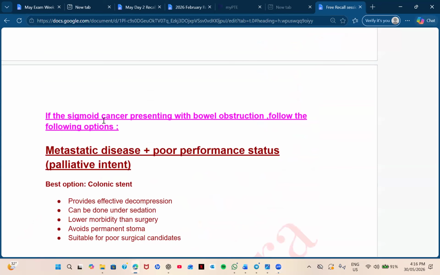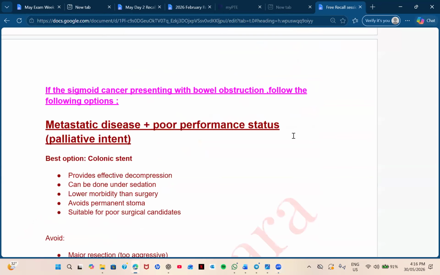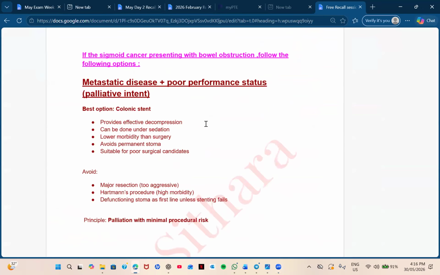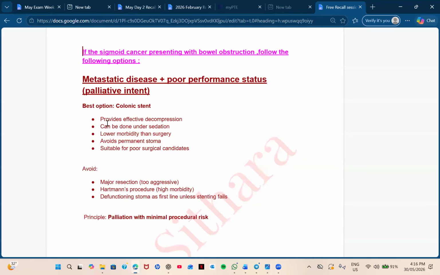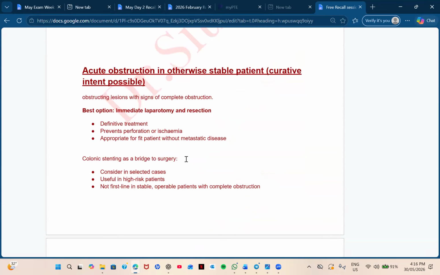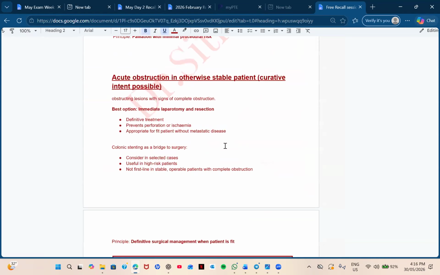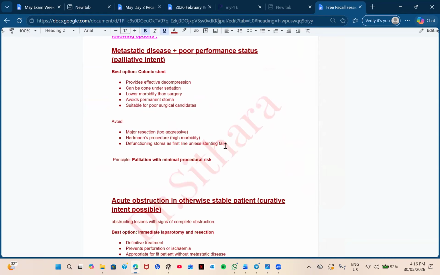Here, if a sigmoid cancer presents with bowel obstruction, follow the following options, because these are very important. Metastatic disease, poor performance status, palliative intent, right? Best option is colonic stent, right? So, acute obstruction in an otherwise stable patient, where curative intent is possible, then you go with immediate laparotomy and resection. So these are the two things you need to understand.